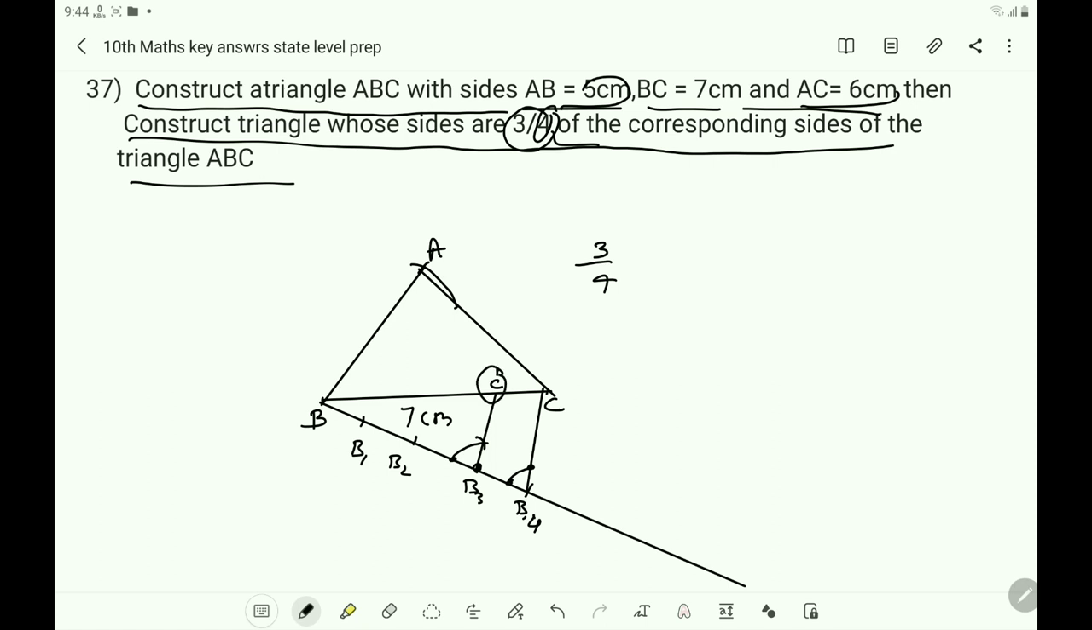Again, at point C dash, you must draw the parallel line. Again, with the help of the compass, draw the curve with C as a center. And with the same measurement radius, draw the curve with C dash as a center. Next, find this distance. With the same distance, cut it and join this and extend to meet AB, that is the point A dash. So here you got the triangle A dash B C dash similar to triangle ABC.